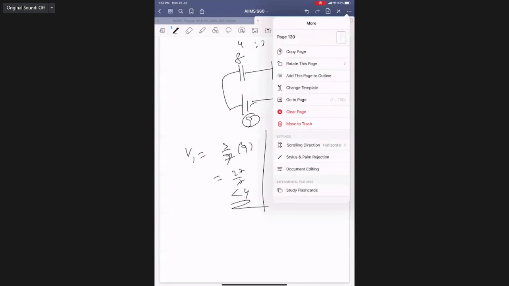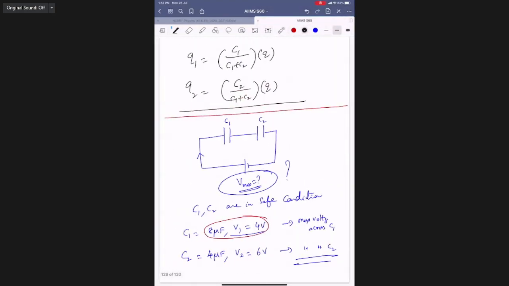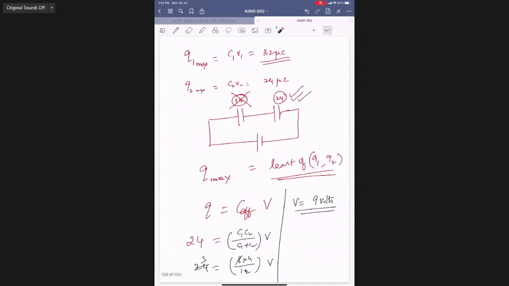I can have up to how many volts? I should not cross 4 here. Here also I should not cross 6. So of course you can calculate V1, V2, but that is long. This is the easiest method. So always in series combination, observe the one with the least capacity, and take the charge of that capacity only. Got it?